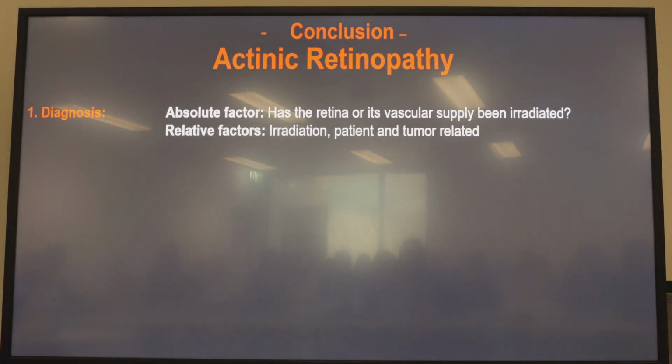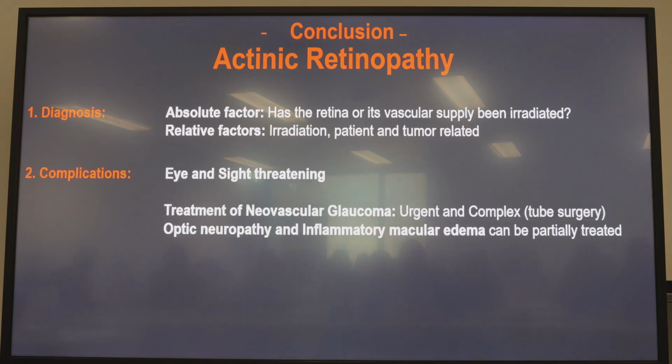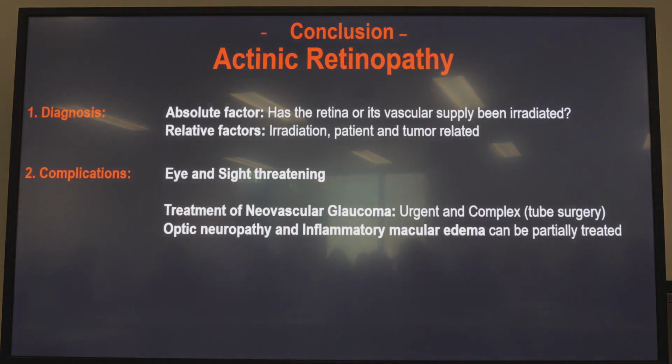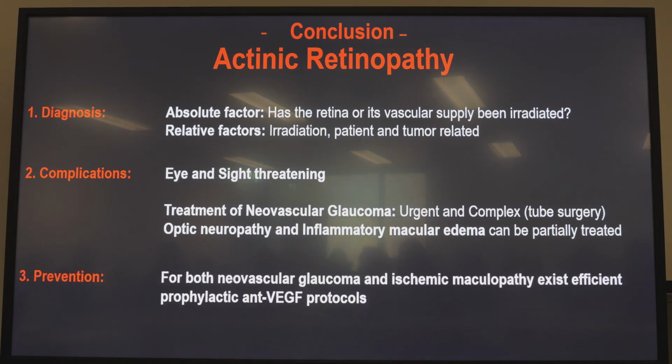So in conclusion, diagnosis of actinic retinopathy, absolute factor: has the retina or its vascular supply been irradiated? Relative factors, all the rest: the type of irradiation, the patient, the tumor-related factors. Complications are both eye and sight-threatening. Treatment of neovascular glaucoma is urgent and complex. Optic neuropathy and inflammatory macular edema can be partially treated, and it's best to go for prevention when I'm talking of both neovascular glaucoma and ischemic maculopathy, because now we have efficient prophylactic anti-VEGF protocols.